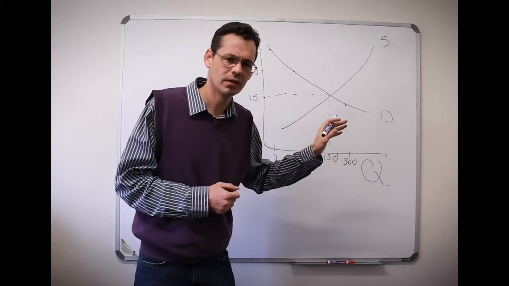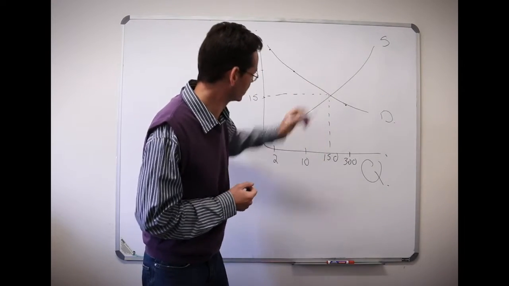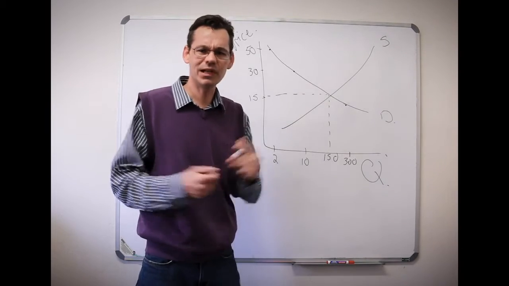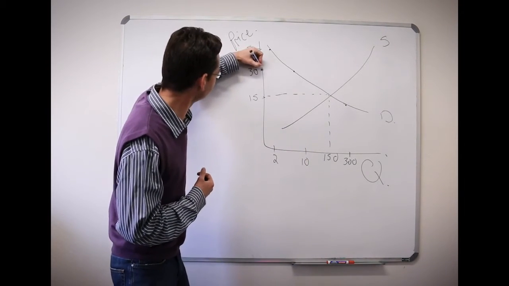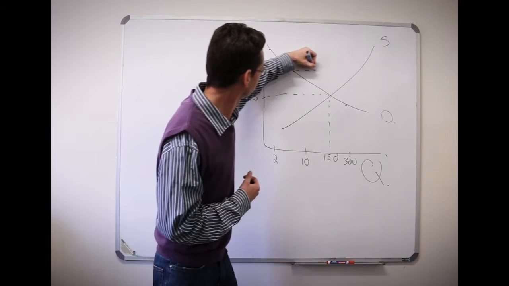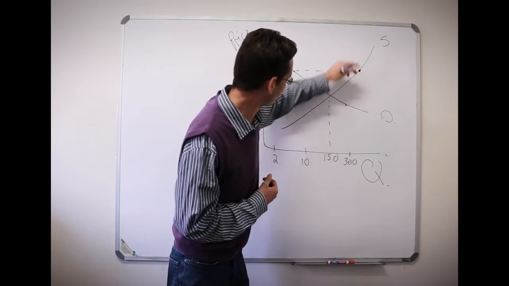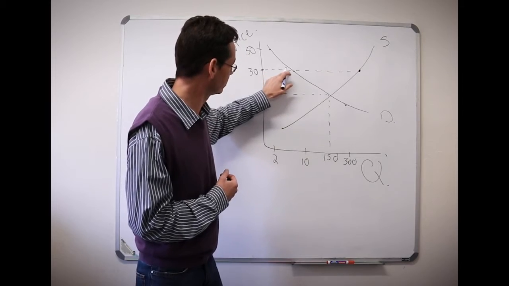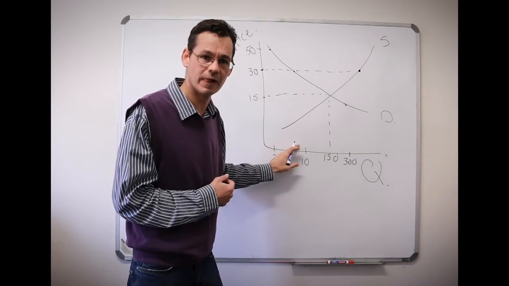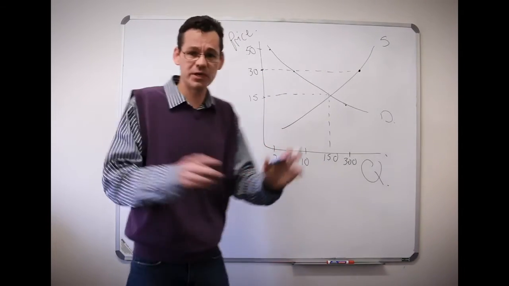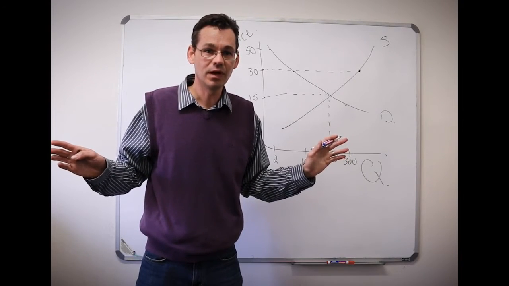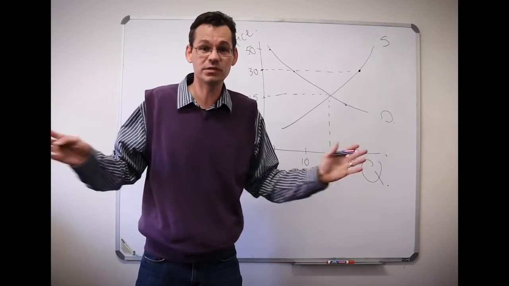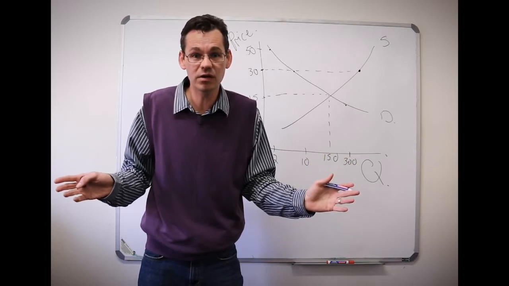But why? Why at that intersection? Well, let's think about it. Let's say the price is 50 Rand. Then the quantity supplied will be quite high, while the quantity demanded will be quite low. So what's going to happen? We're going to open our shop, we're going to have a lot of coffee, but nobody's going to buy it, or very few people will actually buy the coffee.